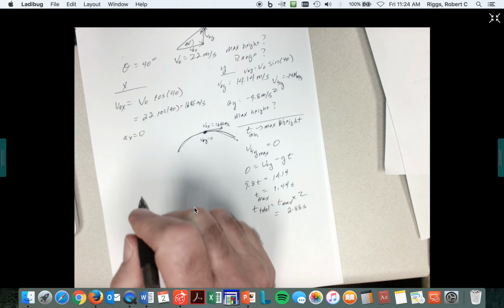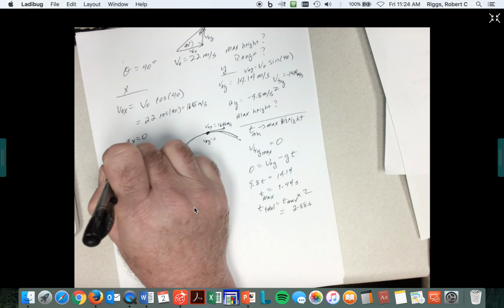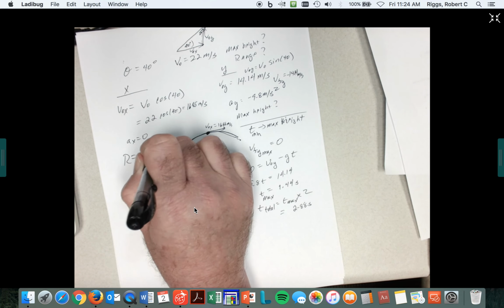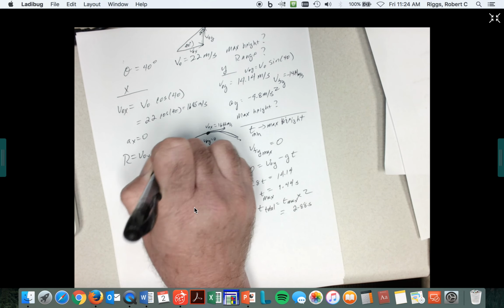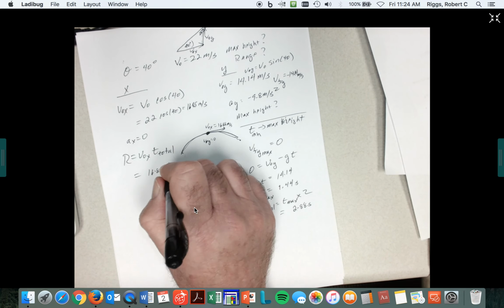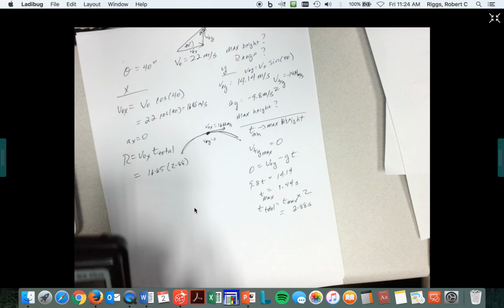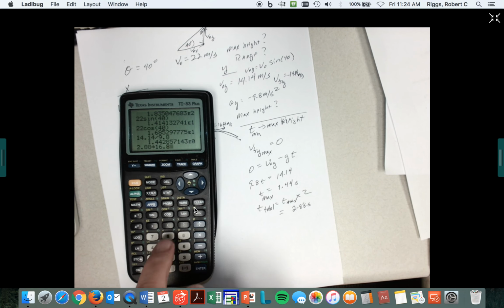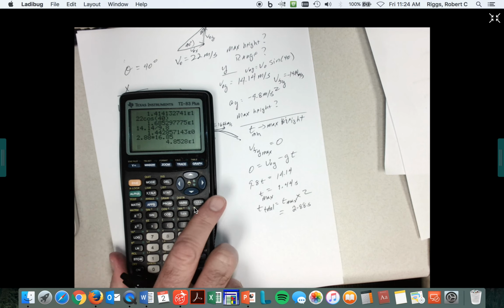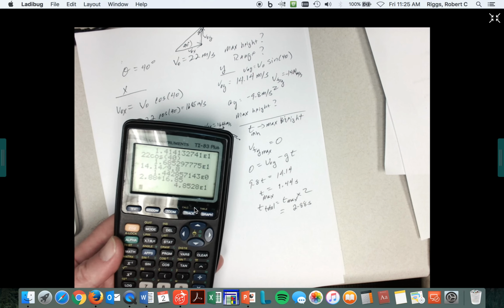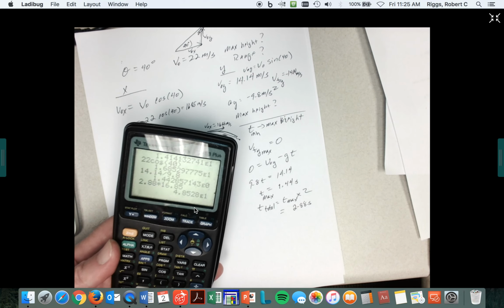Hey, we found the range though. Hate to jump around like that, but look, we got the range, which is equal to V naught x times the total time. So we've got 16.85 times 2.88. Oh, whoops. 48.58. Okay, so our one thing said 50 meters, so it's not exact. You know, you got to play with it from where it actually shot, but we got 48.58 meters.